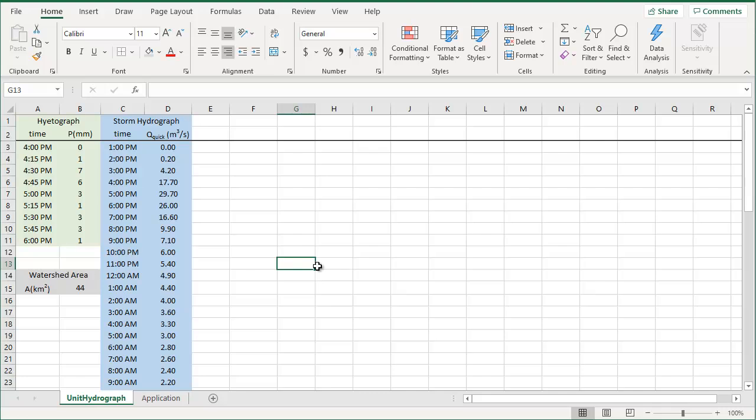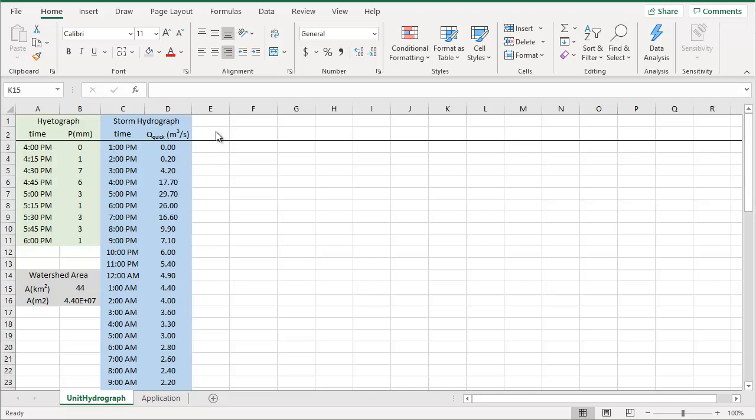So a couple things we need to do. We'll need to know the area of the watershed. It's given in kilometers. We'll need to calculate that in meters squared, and for that, I'm just going to use the convert function in Excel. So from here on out, the steps are going to be very similar to what we did the first time.